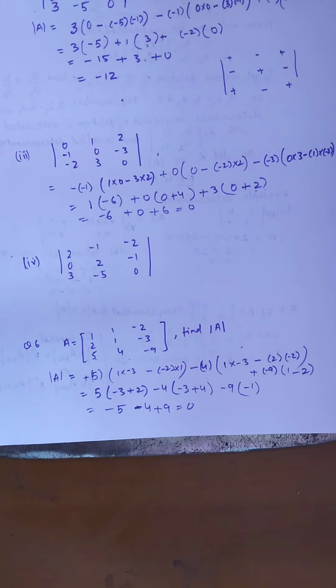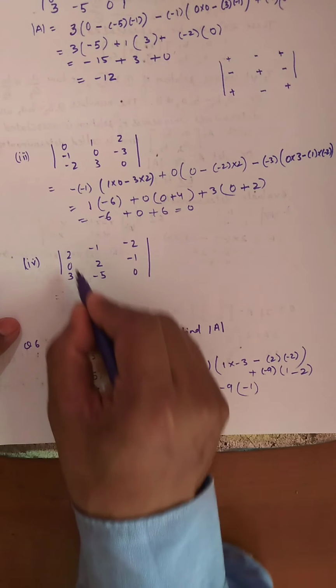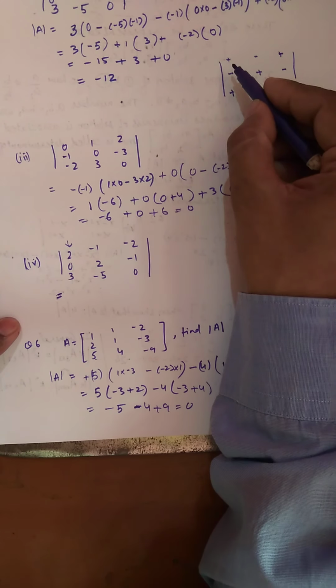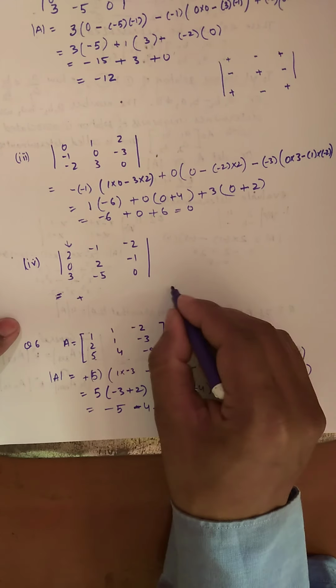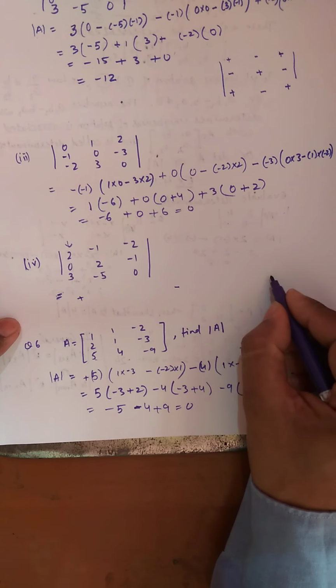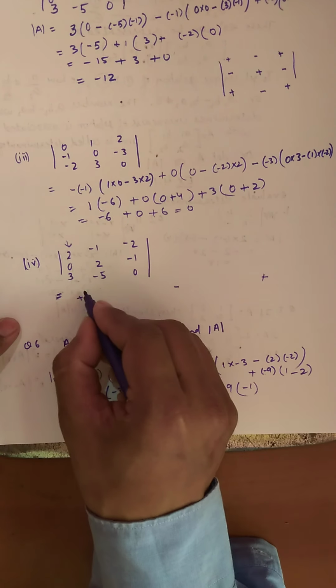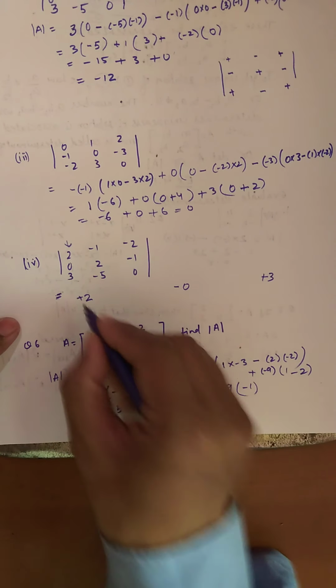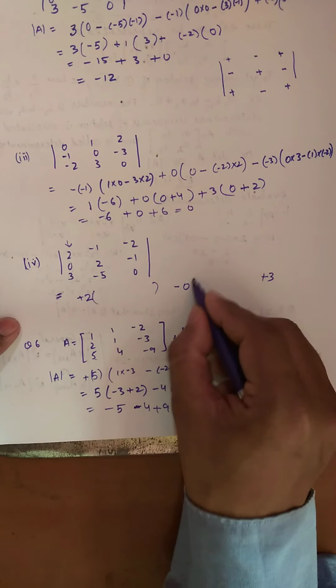Now one question is left. This we will do with the help of a column. So you see how the column is chosen. I am choosing column number 1. You see the signs. Column 1 signs are plus, minus, and the third one is plus. The first number is 2, then this is 0, and then this is 3. Now calculate the values inside.